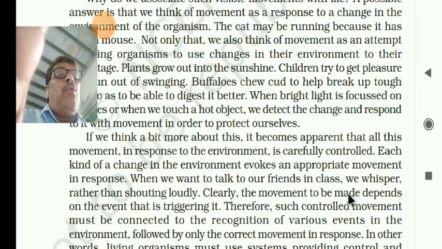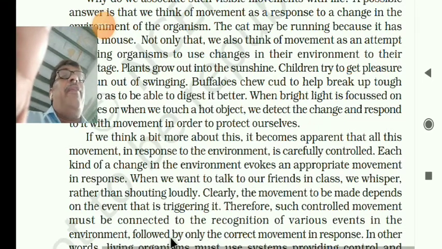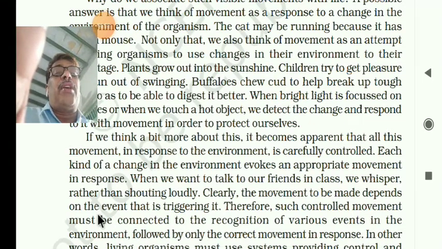Clearly, the movement to be made depends on the event that is triggering it. We are activating them according to the situation. Clearly, the movement to be made depends on the event.